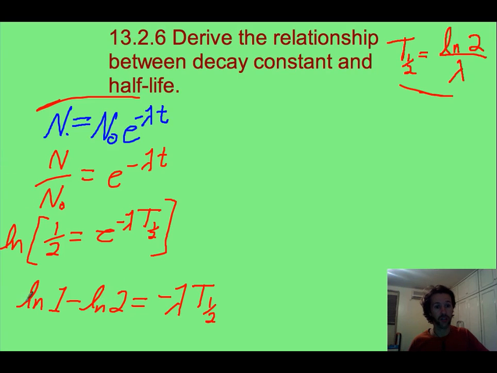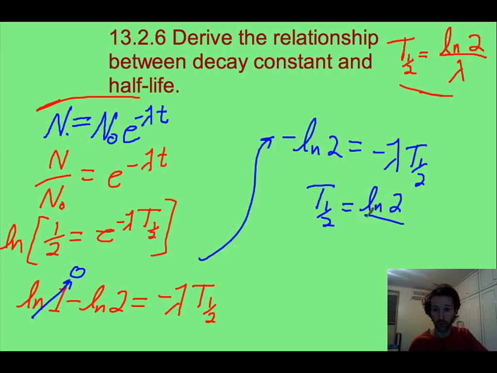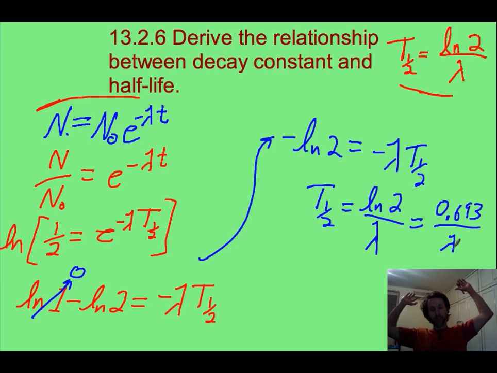And then, let's switch colors just to make it more exciting. The ln of 1 is 0, and you end up with negative ln 2 equals negative lambda times t 1/2. And let's just end up by saying t 1/2 equals ln of 2 over lambda. Hey, how about that? We're done. You can even take this one step further and work it out on your calculator. ln of 2 is 0.693, over lambda. Ba-boom! Derivation complete.